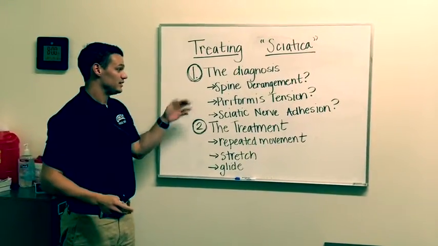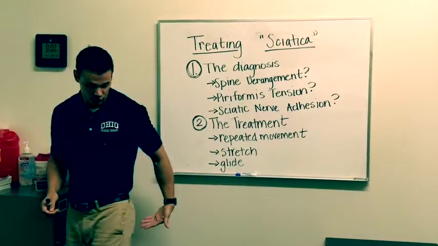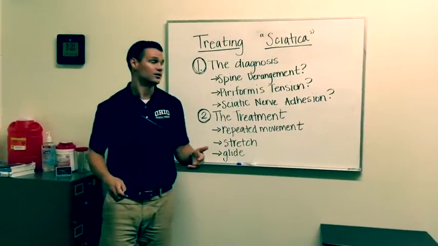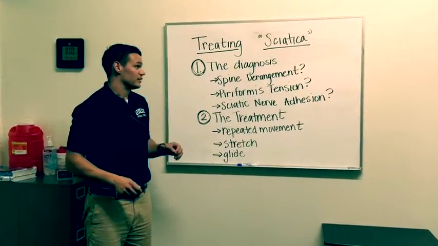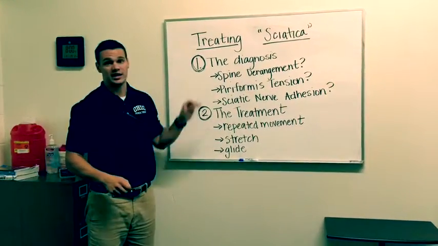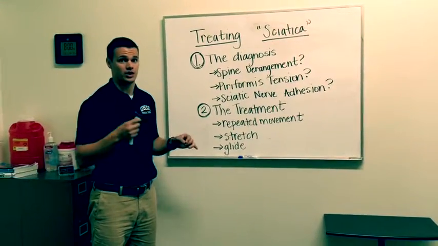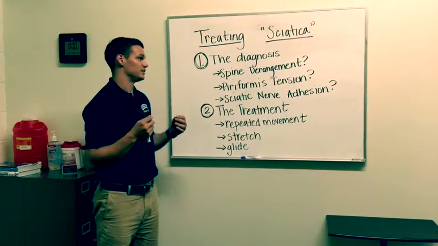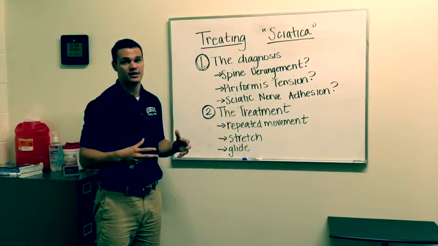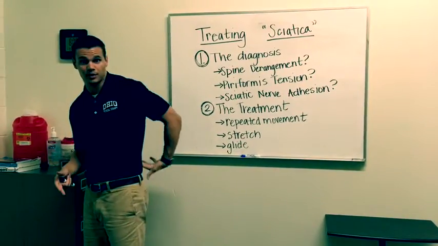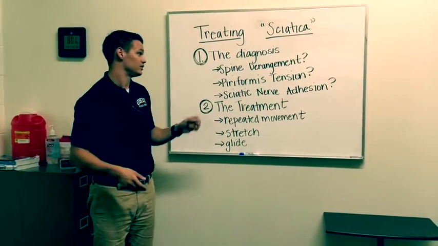Each of these three things can lead to that nerve pain shooting down the back of your leg, which is a nerve distribution for the sciatic nerve. Number one, a spine derangement. The nerves exiting your spine can be pinched, and through a series of repeated motions, we can unpinch and basically take away that nerve impingement and take away the pain that's going down your leg, a lot of times in the lumbar region. So we'll show you those exercises.